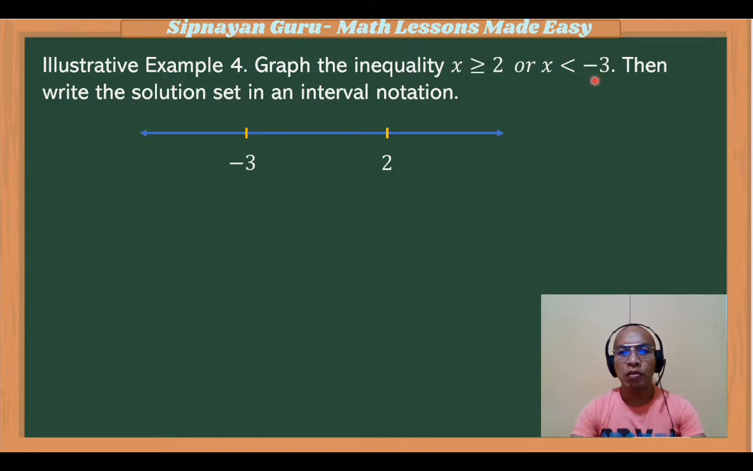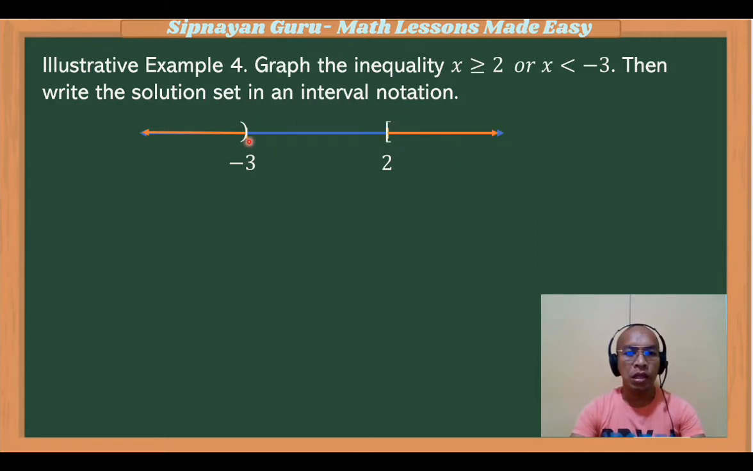So values of x that are less than -3 are to the left of -3. So that is why we will put an open parenthesis leading towards the left. Draw a line there. Then values of x that will satisfy this inequality greater than 2 are to the right of 2. So we'll put a bracket, draw a line.